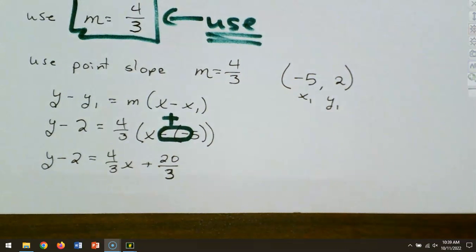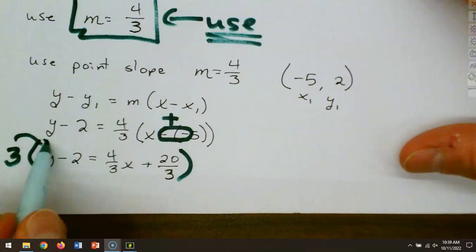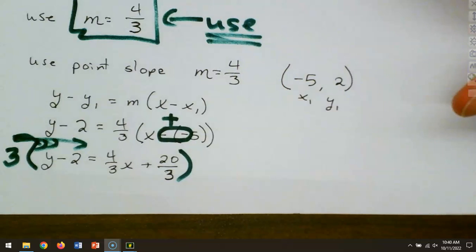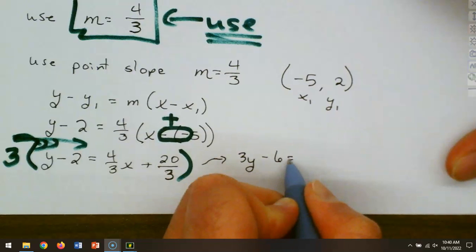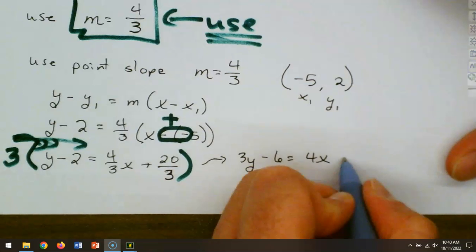Well, we want this in, if you remember, standard form. So, can we have fractions in standard form? Nope. So what do we need to do? Multiply it by 3. And multiplying it all by 3, we now have 3y minus 6 equals 4x plus 20.